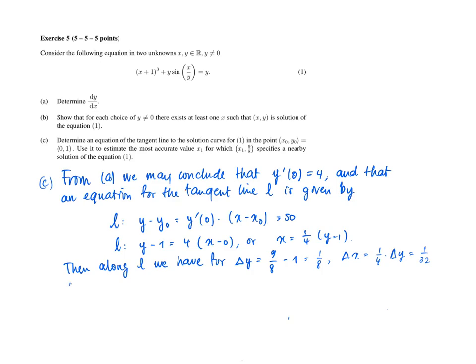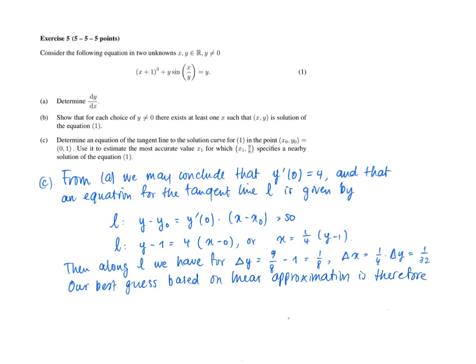So if we try to find an x value such that (x1, 9 over 8) specifies a nearby solution of the equation, our best guess will be to move along L, at least as a linear approximation. So we get x1 is 1 over 32, since changes are measured with respect to the x0 coordinate, and the x0 coordinate is 0.